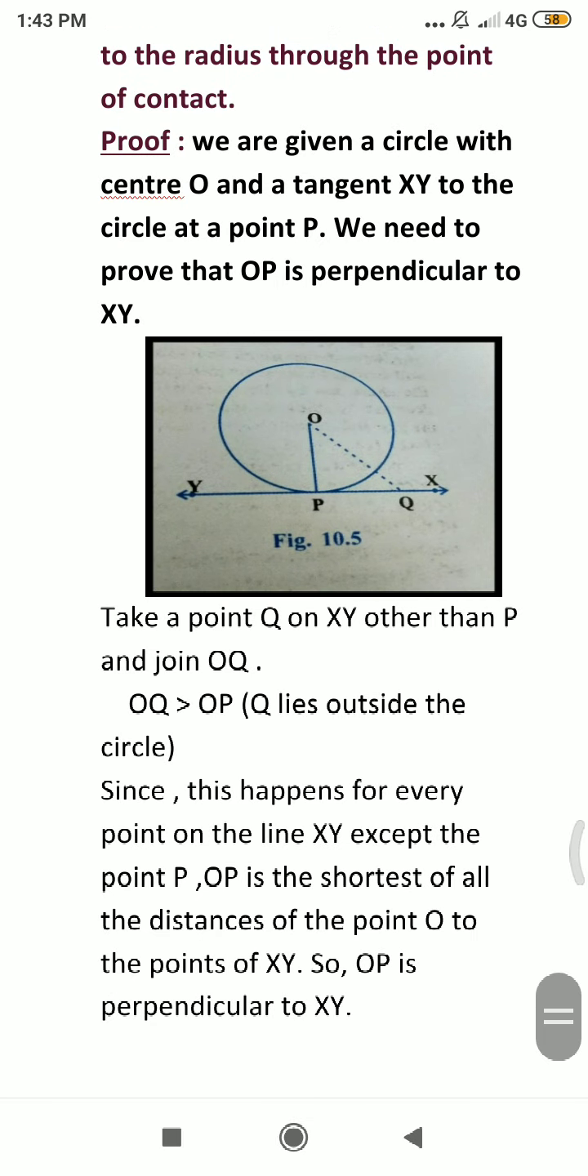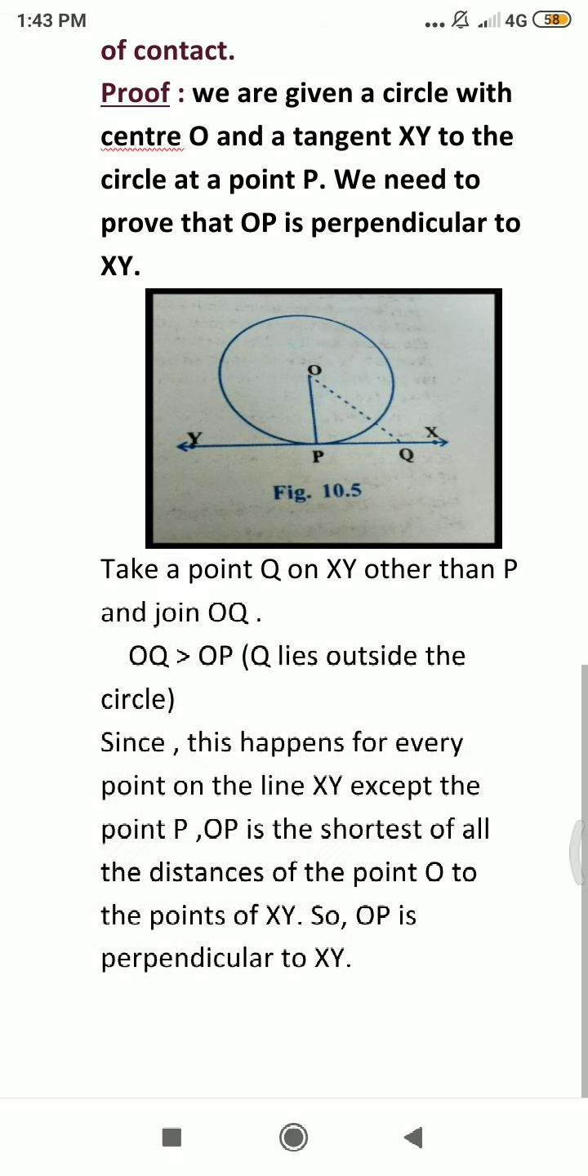Take a point Q on XY other than P and join OQ. We can see we have joined O with Q with a dotted line. OQ is longer than OP as Q lies outside the circle. It is clear in the figure.